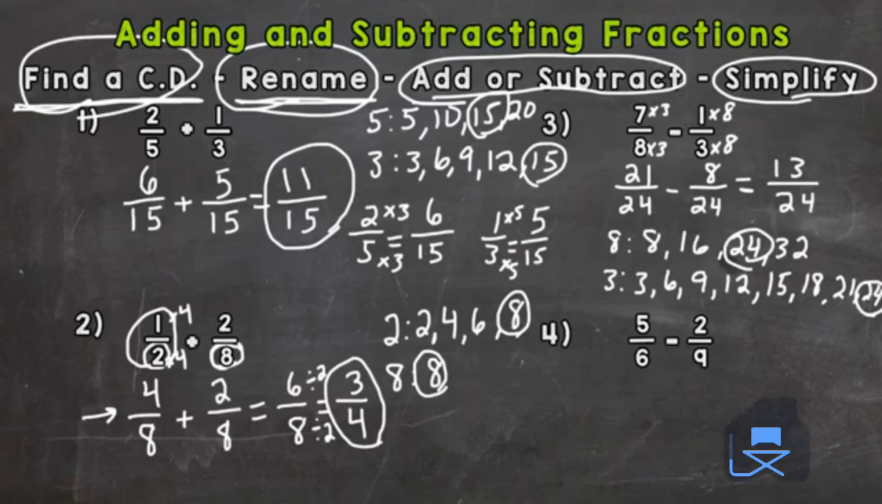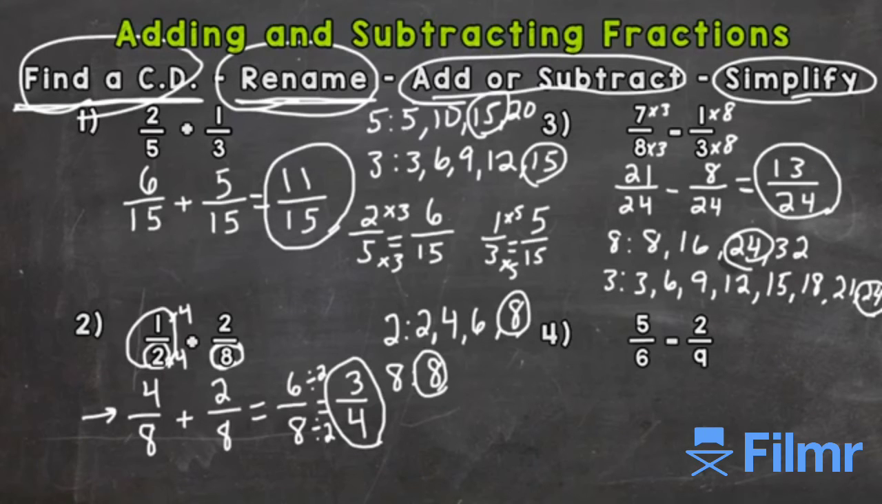The only common factor between 13 and 24 is 1. We cannot simplify or break that fraction down anymore. So our answer is 13/24. So subtraction is the same exact steps as addition. We just subtract instead of add.